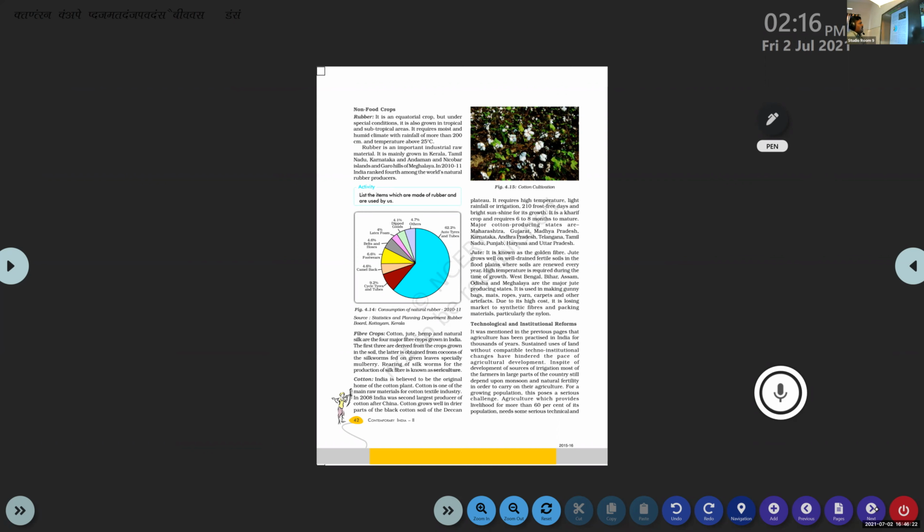Non-food crops. Rubber, the first one. It is an equatorial crop. Underline that: rubber is an equatorial crop, near to the equator. But under special conditions, it is also grown in tropical and subtropical regions. Basically it is an equatorial crop, but in some special conditions we are able to cultivate it in tropical and subtropical areas.